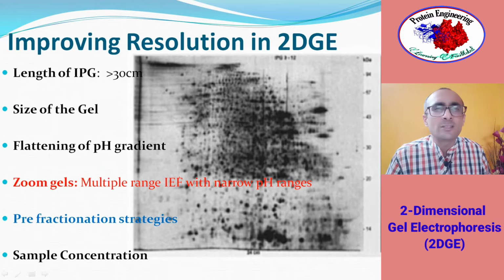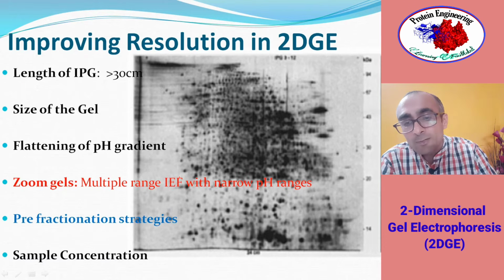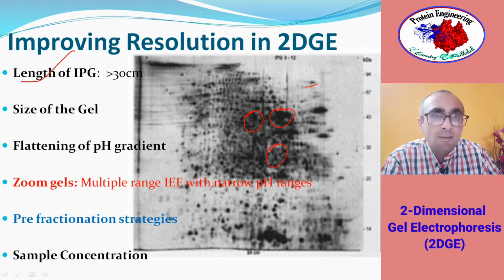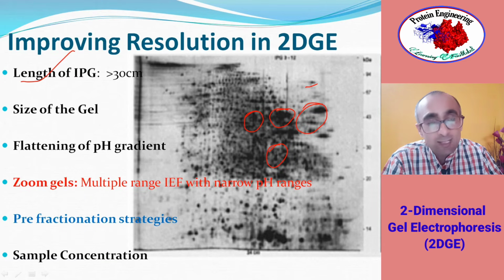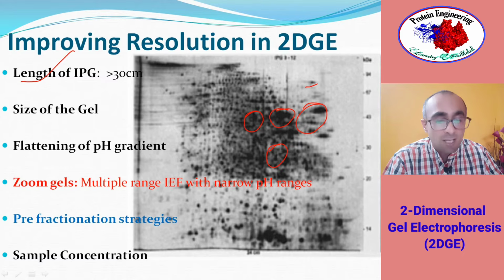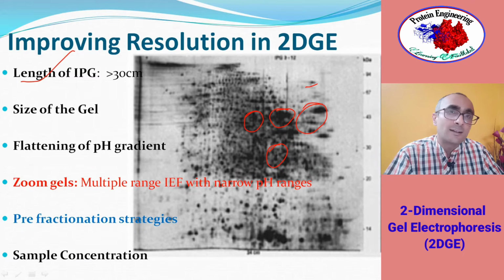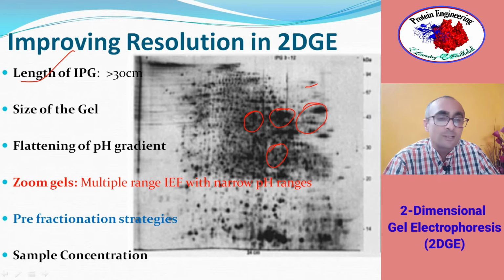Resolution in 2DGE can be improved in several ways. For example, the length of IPG strip. You look at this gel here, there is so much crowding, so many spots are nearby. So that leads to very poor resolution. It's very difficult from here to cut an individual spot to identify it. If you cut a spot, there will be mixing from neighborhood spots also, and that's why you cannot identify in a poorly resolved gel. So you need to improve the resolution.